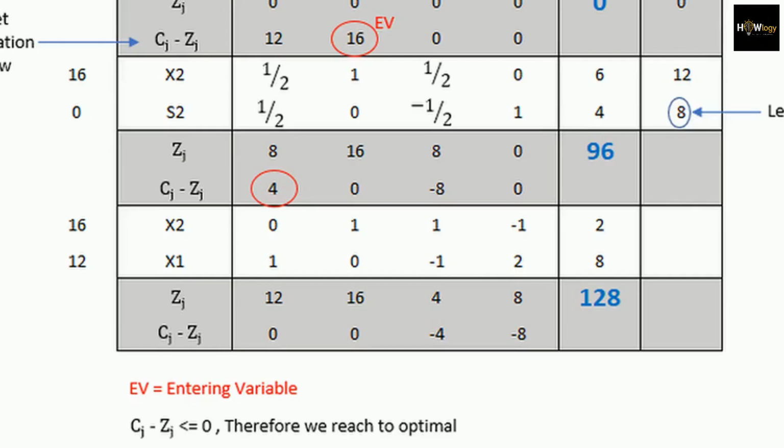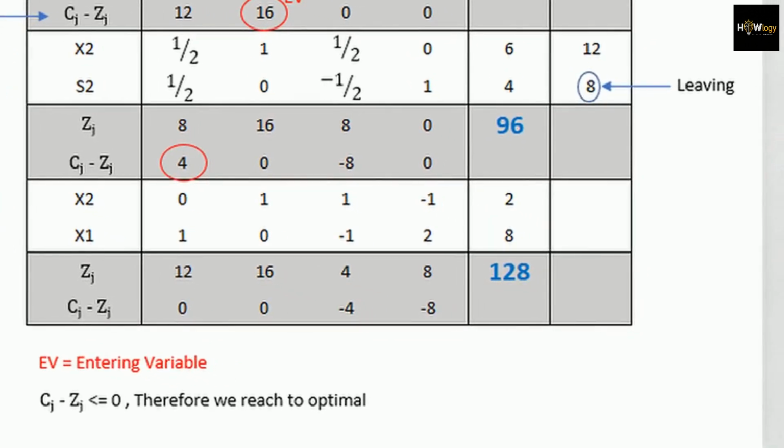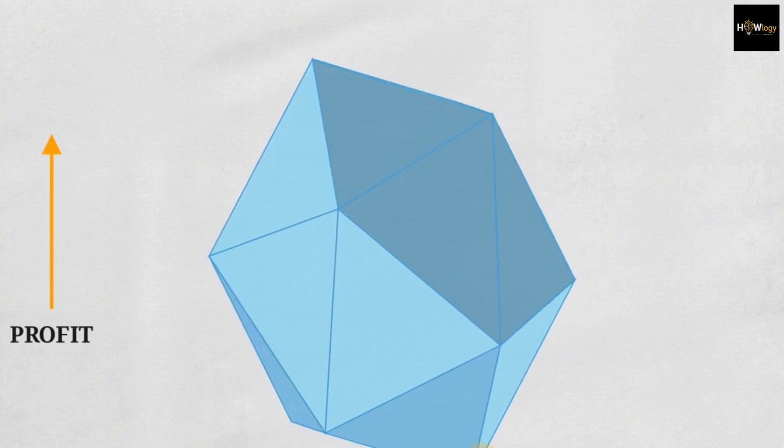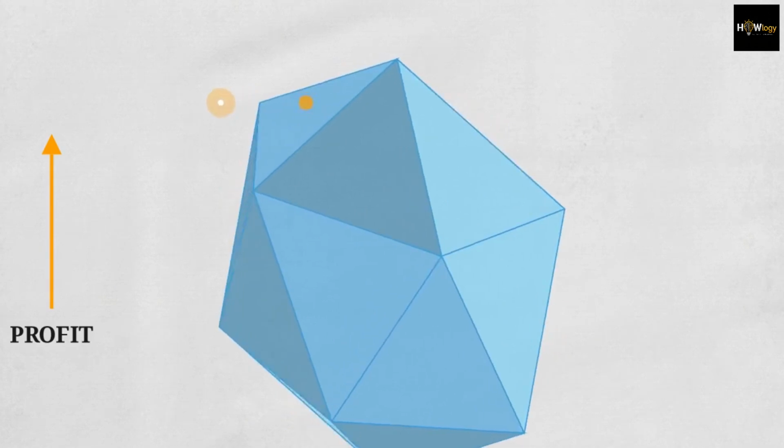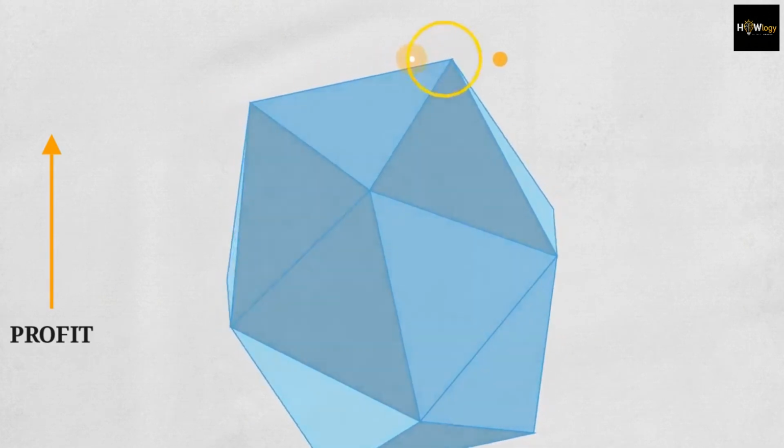When the net evaluation row hits 0 or negative at the bottom of the tableau, we reach the optimal point. In the solution column, the factory must produce 8 units of product 1 and 2 units of product 2, yielding an optimized profit of 128. The algorithm has systematically tested every corner of the feasible region, proving that no other combination of these specific resources can yield a higher result.